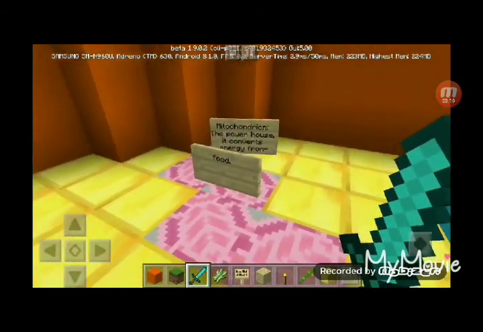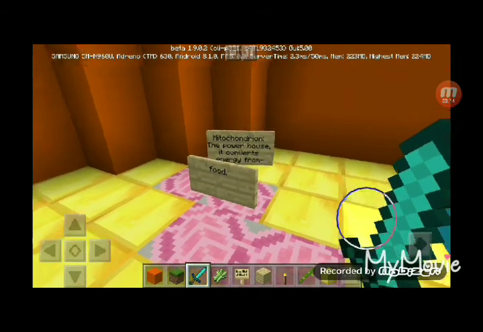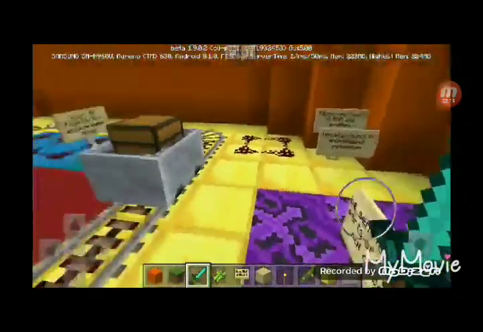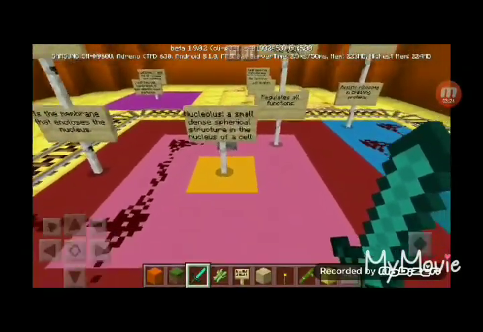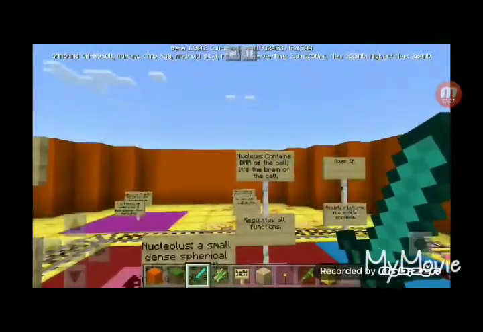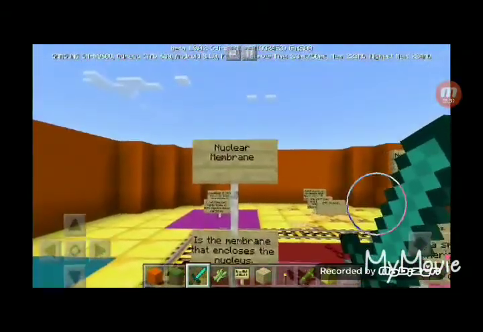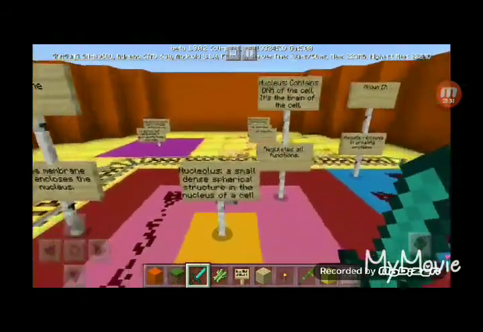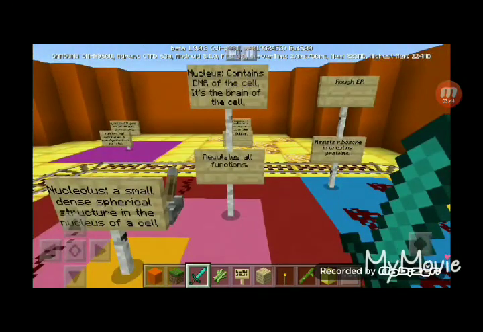Next to them, we got the mitochondrion. The powerhouse. It converts energy from food. It's like a regular energy house in the city. So right here, we got the nucleus. The nucleus has three parts: the nuclear membrane, the nucleus, and the nucleolus. The nuclear membrane is the membrane that encloses the nucleus. The nucleus contains DNA, the brain of the cell, and regulates all functions.